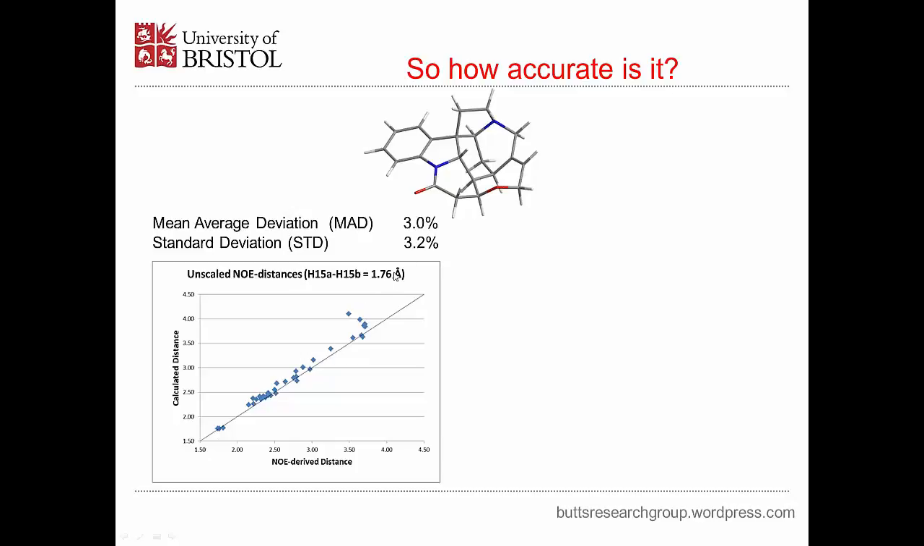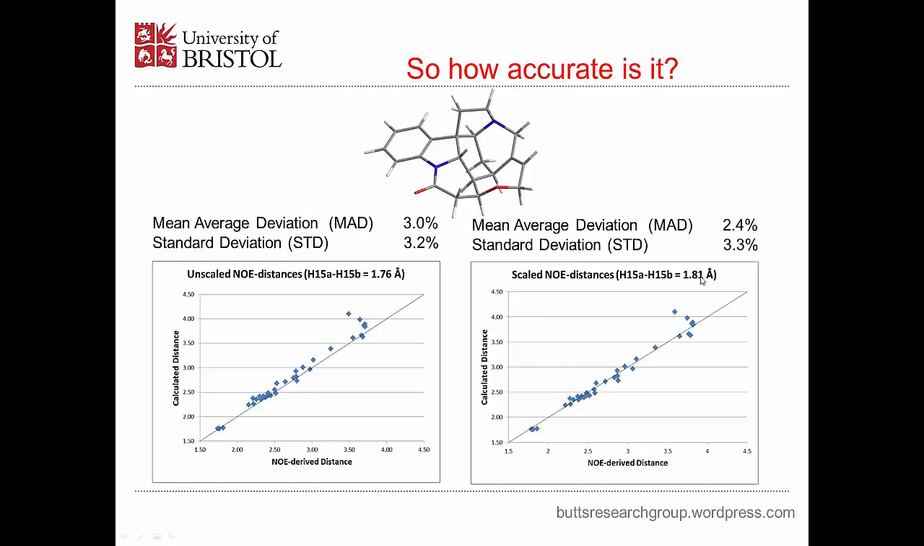If we decided that instead of 1.76 angstroms, it's 1.81 angstroms, then actually that shifts all of the data slightly to the right, and we get a much better fit to the data. We improve the average deviation from 3% down to 2.4%. The standard deviation stays about the same because the spread of the data hasn't changed, it's just the data's been slightly scaled. That means that we've allowed 15A, 15B to have a small error, and the consequence of that is that we improve the quality of the error so that we get the best possible fit to our expected data.